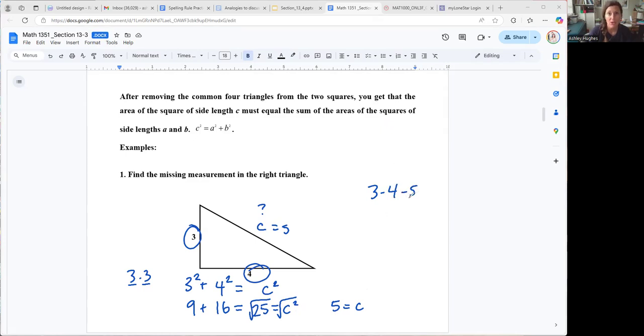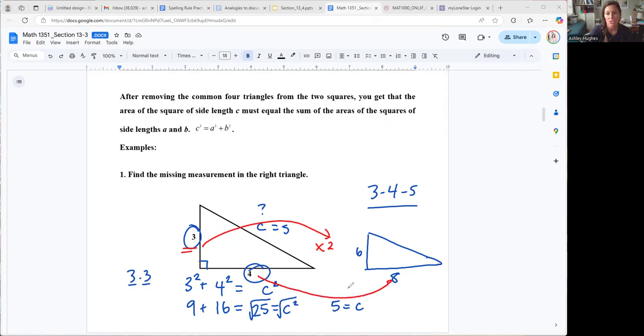Anytime you have 3, 4, 5, or any multiple of 3, 4, 5, that makes a right triangle. So if I had this triangle here and it was labeled as 6 and 8, if you recognized, hey, that's like 3, it's just multiplied times 2, and that's like 4, it's just multiplied times 2, that means that this missing side here is 5 times 2, which is 10. Because that's just taking each of the sides and multiplying by 2. You could multiply them by any number, and that would also be a right triangle.